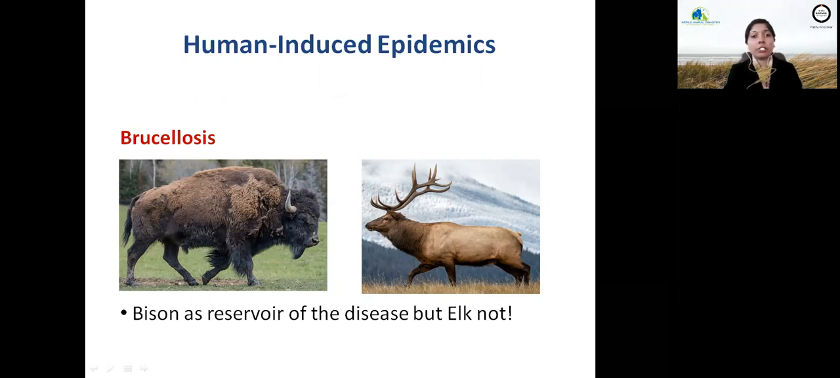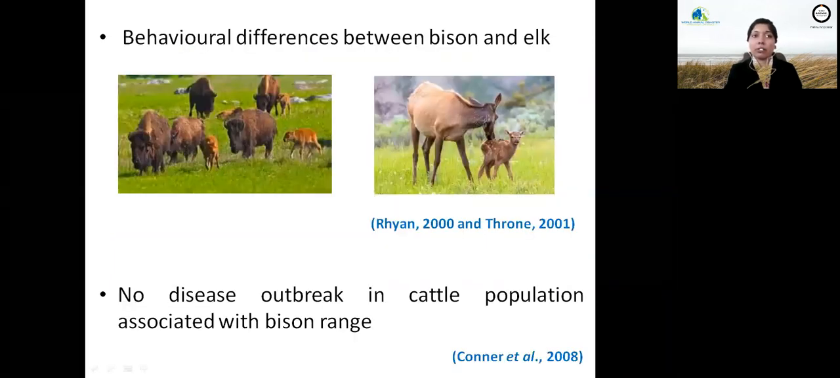In Yellowstone National Park, there are two major wild herbivores, bison and elk. Bison is the reservoir of this disease, but elk is not, because of the behavioral differences between the two herbivore species. Bison usually calve in the group, in close proximity of their herd members. This attracts the attention of other members of the herd and also the calves, and they come and lick and sniff the placental membrane and calves. So this results in the maintenance of this disease in those herds.